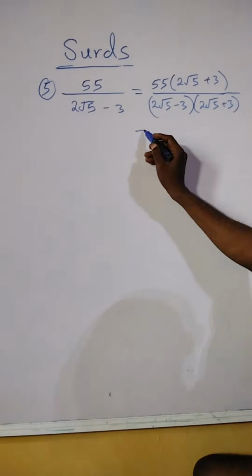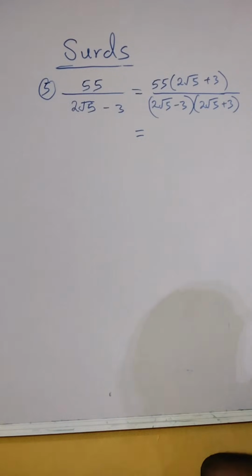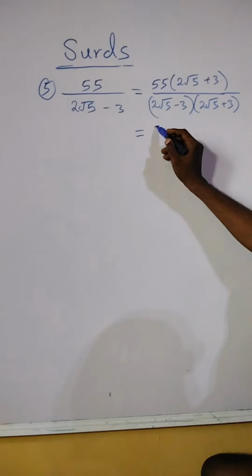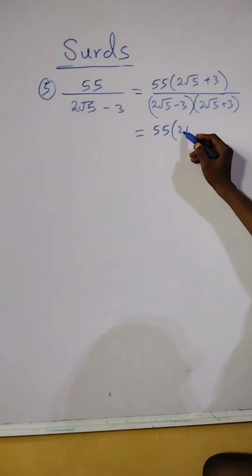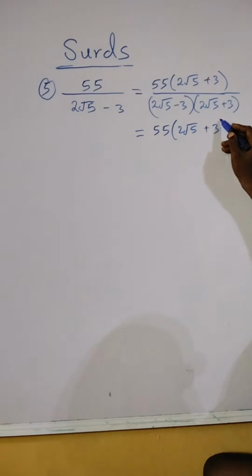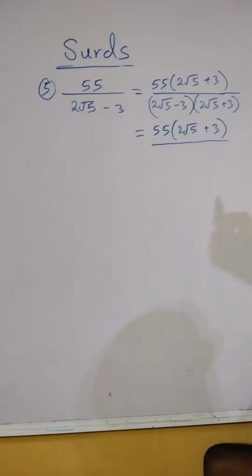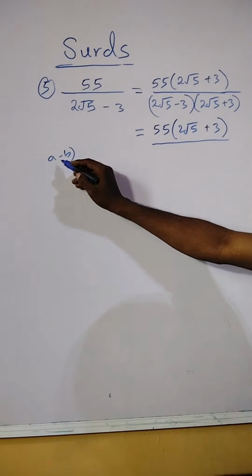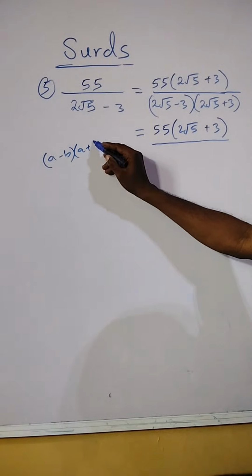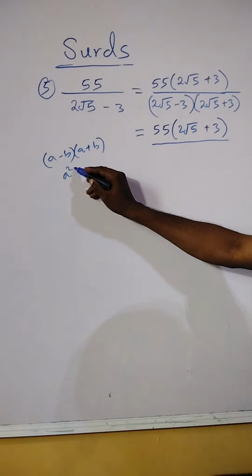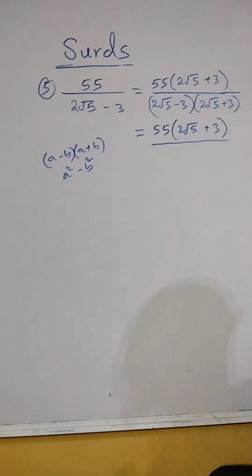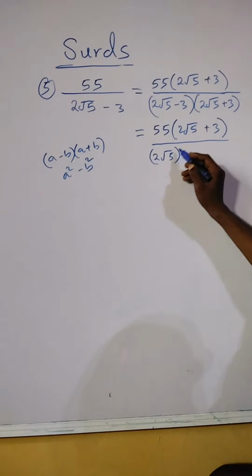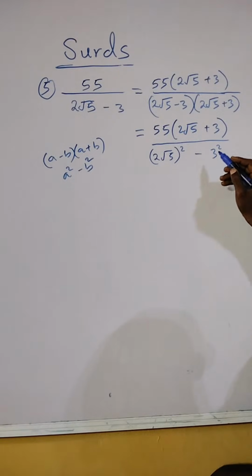Now, when we simplify, 55 multiplying this, you can still write it as 55 times 2 root 5 plus 3. Then divided by, here, also following the difference of two squares, a minus b in brackets times a plus b, which you can write as a squared minus b squared. That is, a here is now 2 root 5. We have 2 root 5 whole squared minus b is 3, that's 3 squared.